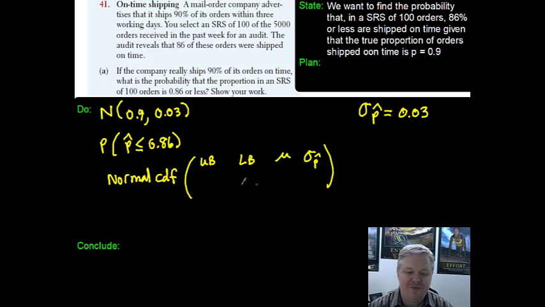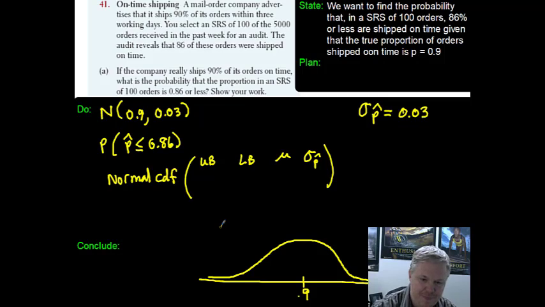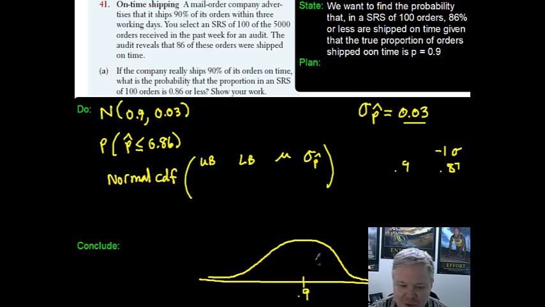So let's try to figure out what our upper bound and our lower bound are going to look like. Well, I know we're looking for 86%, and I know this goes down by 0.03. So 1 standard deviation down, 0.9 minus 0.03, would give me 0.87. Well, we're below that, so we're a little bit below 1 standard deviation. So I know I'm looking for somewhere in this area. What is the area of that curve from 0.87 and down?